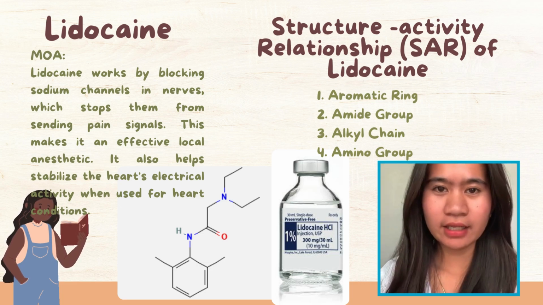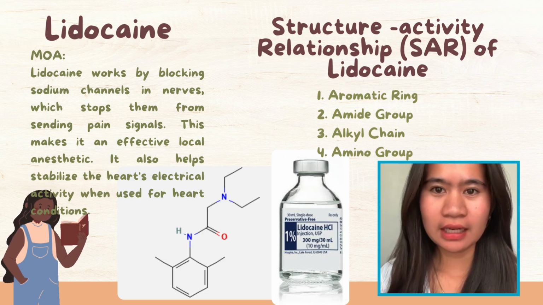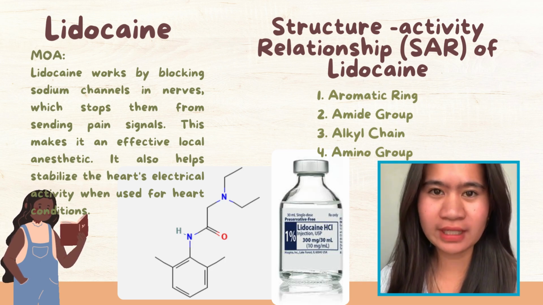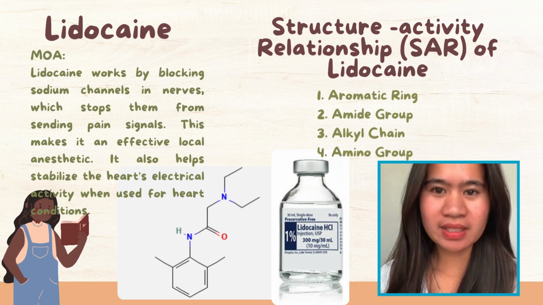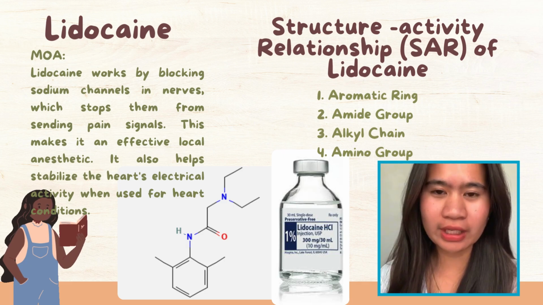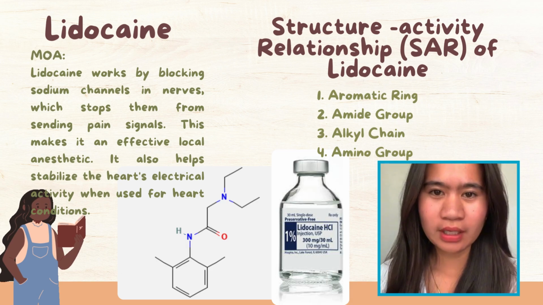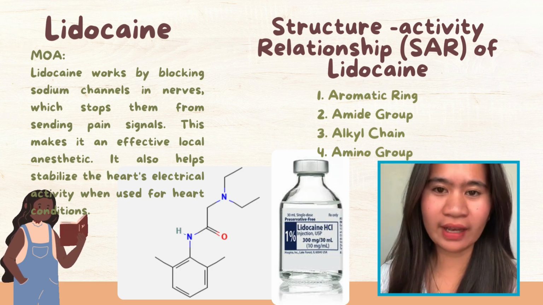Next is the SAR of lidocaine, also known as the structure-activity relationship. The structure-activity relationship of lidocaine involves key parts. First, we have the aromatic ring. It helps the drug cross cell membranes and bind to sodium channels in nerves. Second, we have the amide group. It connects the aromatic ring and alkyl chain, making lidocaine stable and effective.